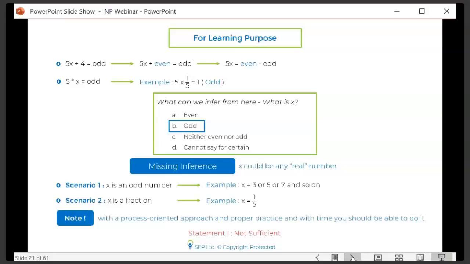But while analyzing statement 1, you should have made both these inferences, that x could be 3, 5, 7, these kind of numbers, or x could have been 1 by 5, 11 by 5, or 9 by 5. Okay. If you don't make this inference, you will end up making a mistake. You'll end up marking the answer as B or C or something like that. Okay. So I hope this is perfectly clear.